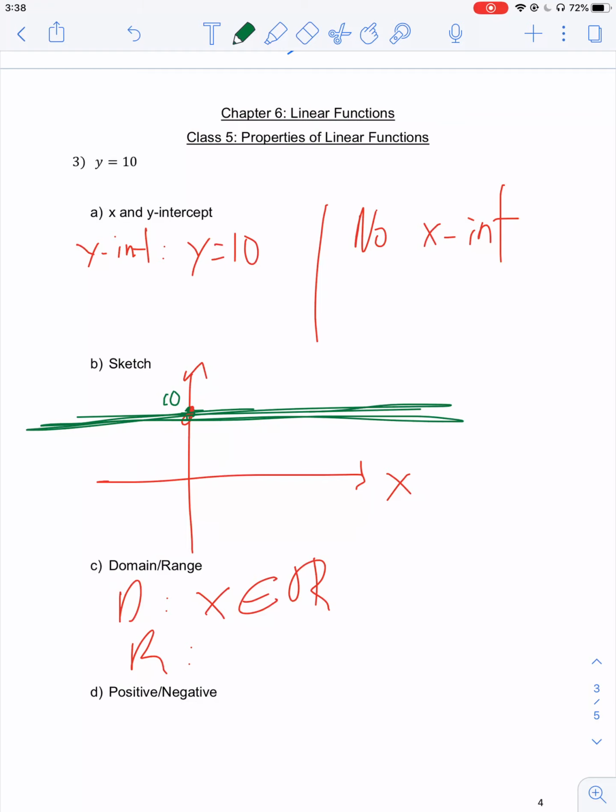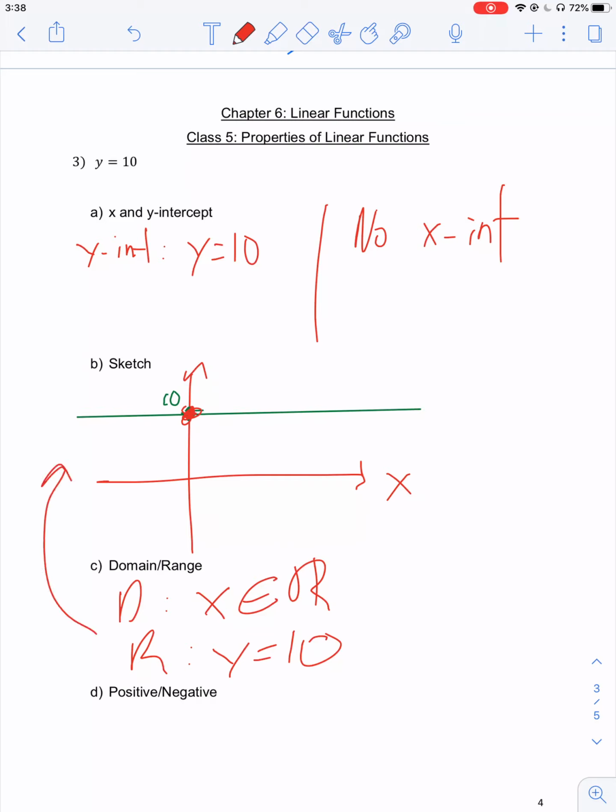Now when your function has a positive slope, then it touches all the y values, right? But in this case, it's only touching one y value, and that y value is 10. Okay, so range is y equals 10 if you want. This is your range because your function is not attaining any other y value besides 10, right? And the graph kind of shows that to you. So when you're finding domain and range, make sure you're looking at the sketch to answer this question.